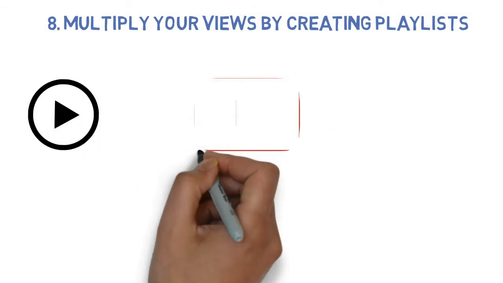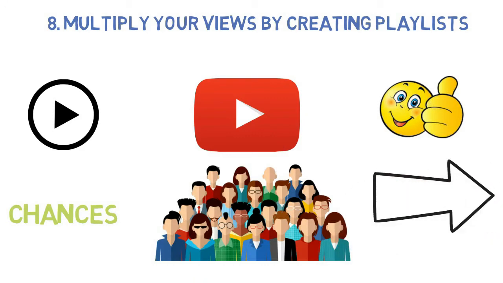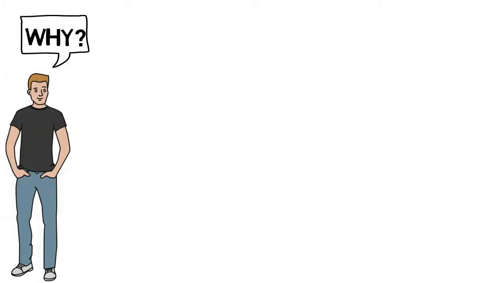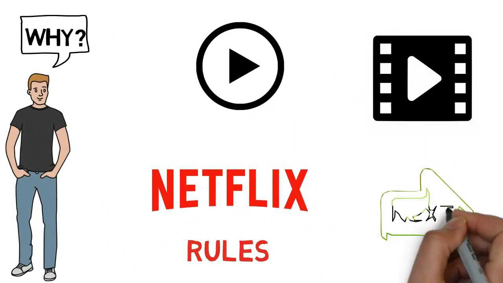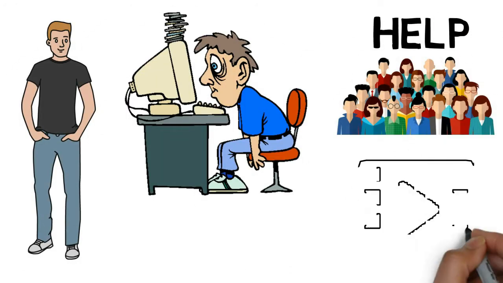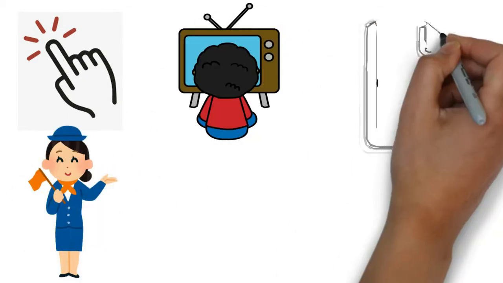8. Multiply your views by creating playlists. Organizing and creating video playlists on YouTube is the best way to minimize the chances that a viewer will move on to another channel once they've consumed your content. Why? Because playlists follow Netflix rules. As soon as one video ends, the next begins. Since you've already done the hard work of helping your viewer find your video, click on it and watch the entire thing, it makes sense to guide them towards the content they're going to want next.